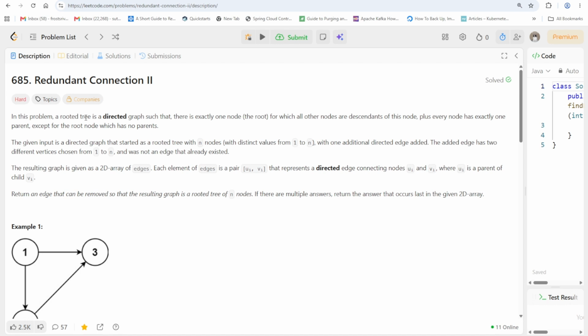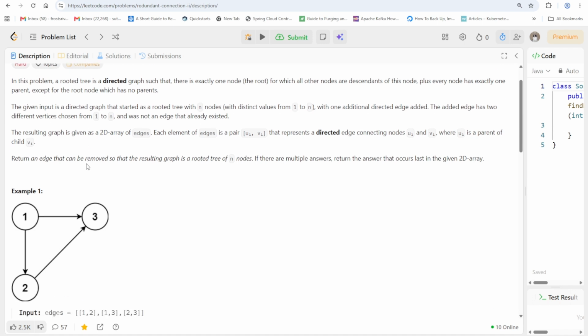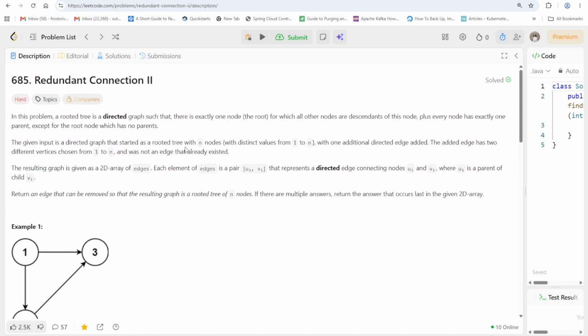So this says that a rooted tree was there, which is a directed graph, such that there is exactly one root node for which all other nodes are descendants, plus every node has exactly one parent. So what they are saying is that every node has one parent except for the root node, which has no parent, right? So that is what this question is saying.